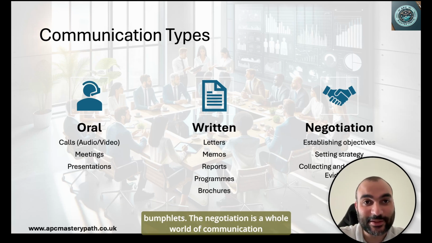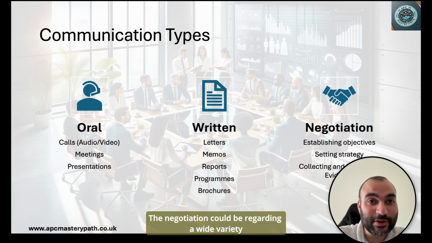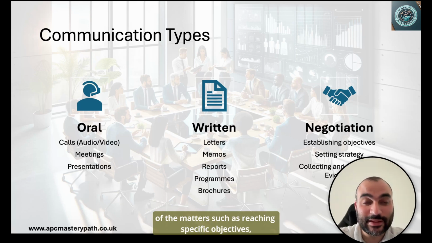The negotiation is a whole world of communication, and that is one of the most substantial skills that any quantity surveyor should have in their pocket. The negotiation could be regarding a wide variety of matters, such as reaching specific objectives, having a clear understanding of the strategies that need to be set in a specific firm, and also a quantity surveyor is expected to be able to collect and present different evidence.